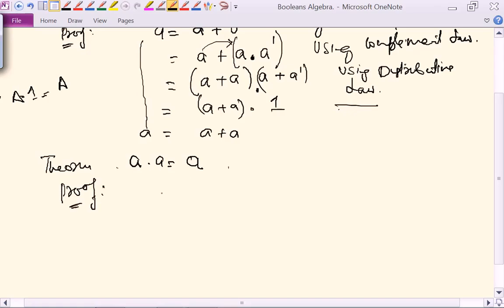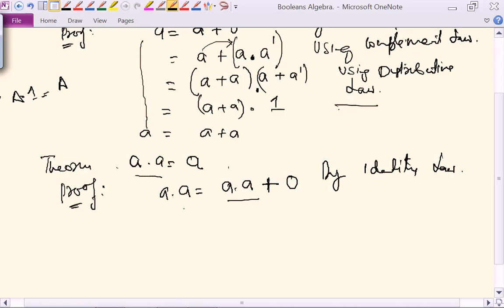So we will say a and a, taking the LHS, is equal to a and a or 0, because it doesn't have any effect: if you OR it with 0 it will be the same a and a, right? Again by identity law. Now I will say it is equal to a and a plus, what can you write in place of 0? Yes, a and a complement, because they will be equal to 0.